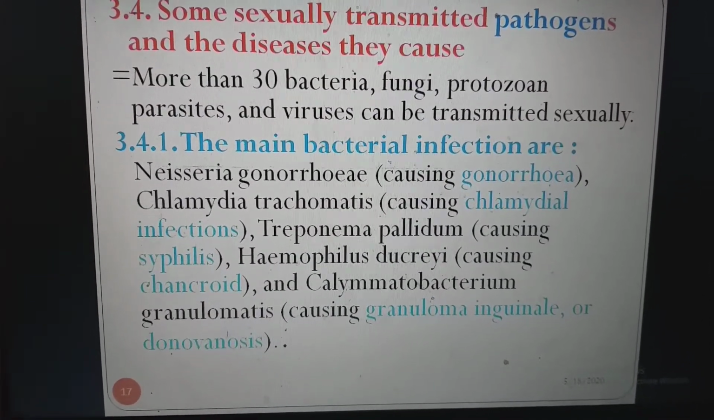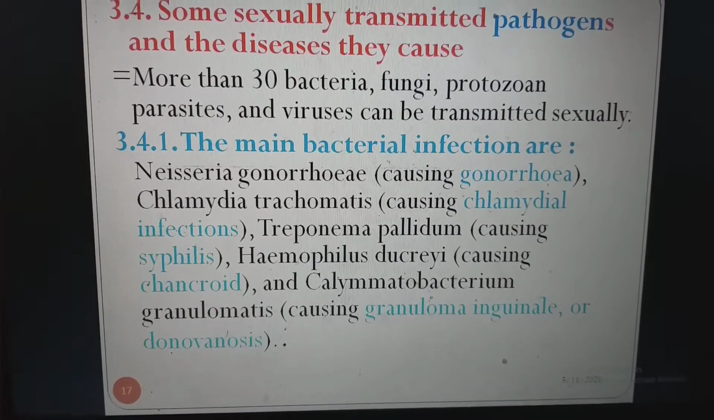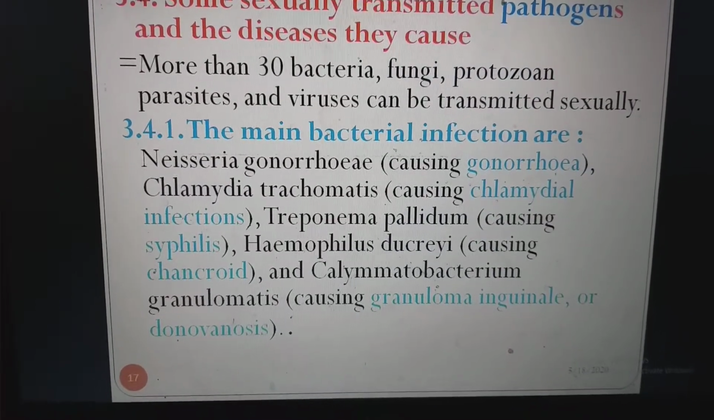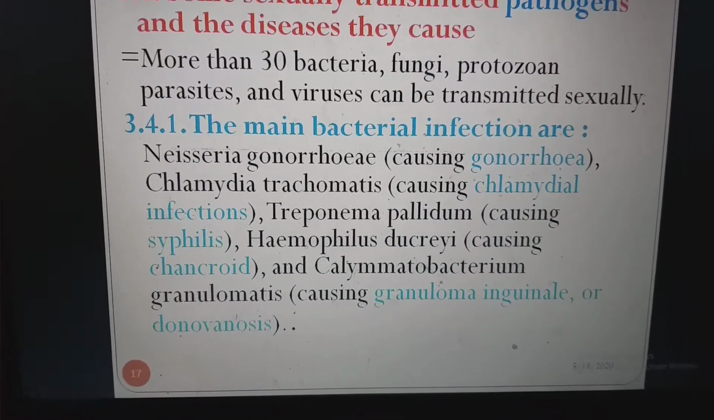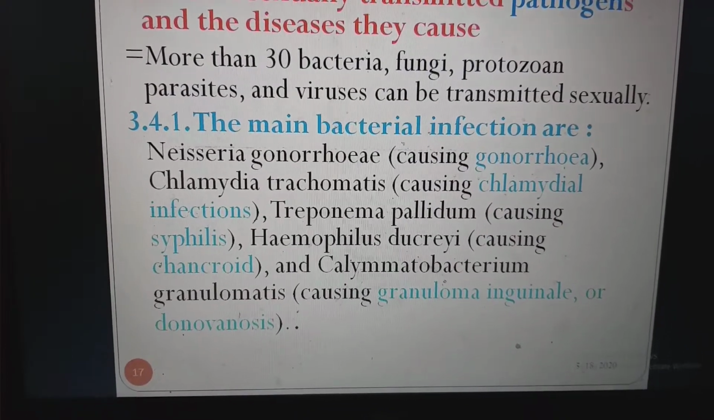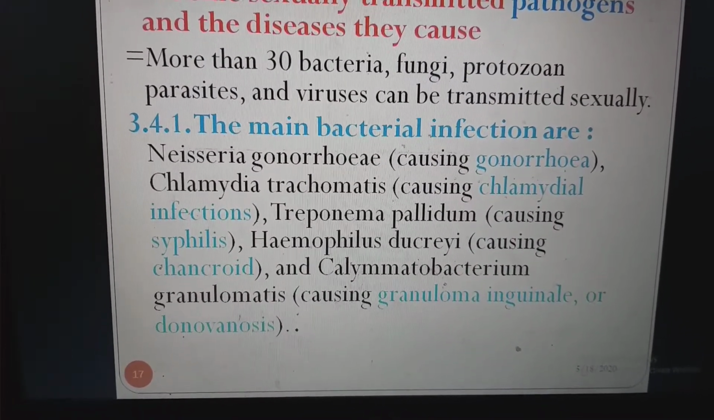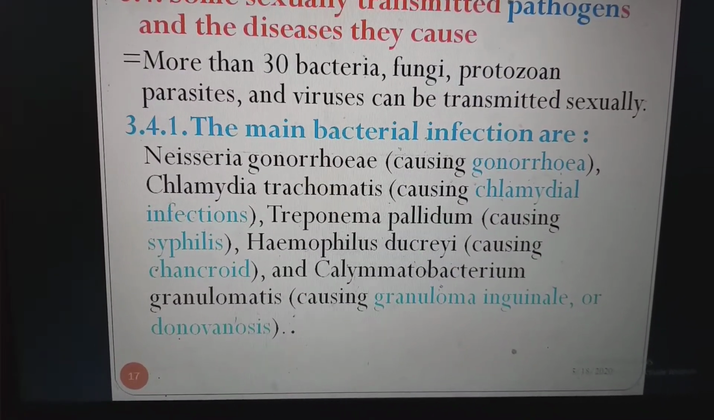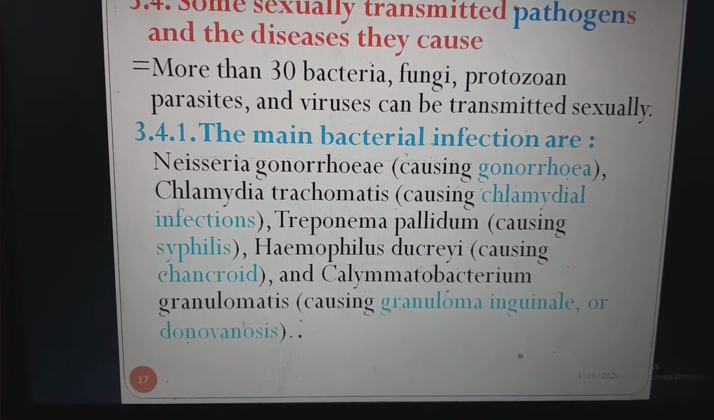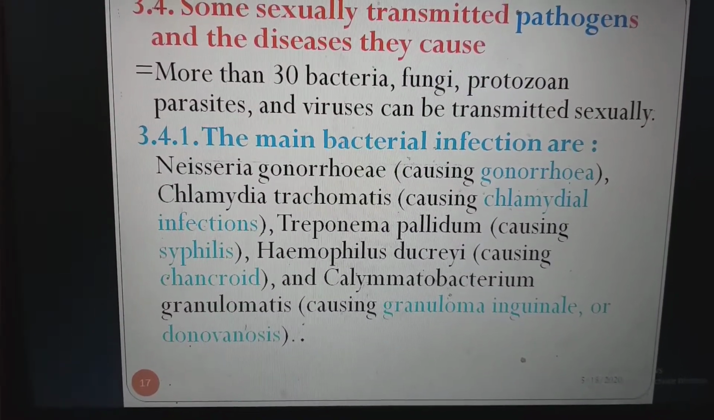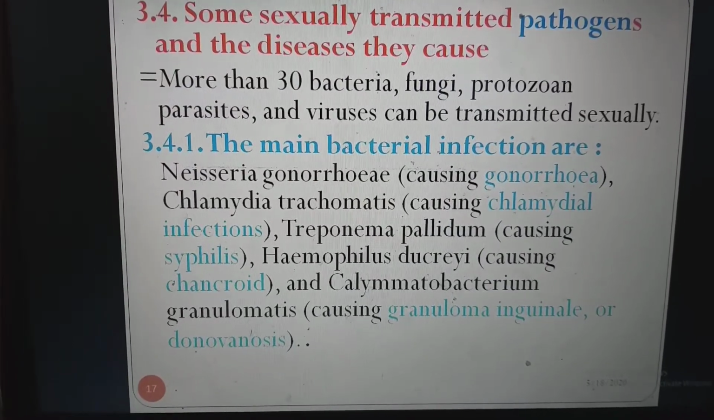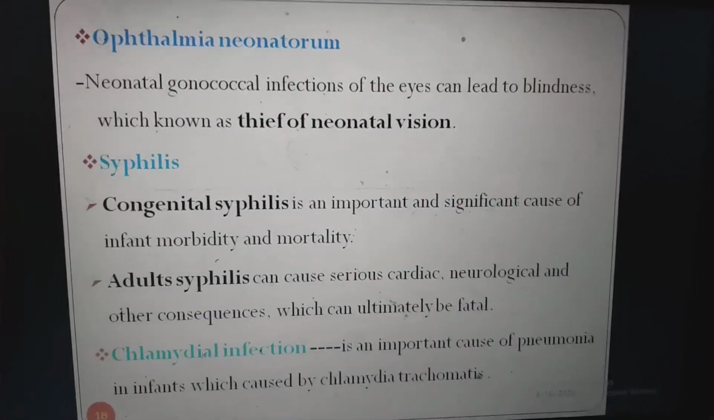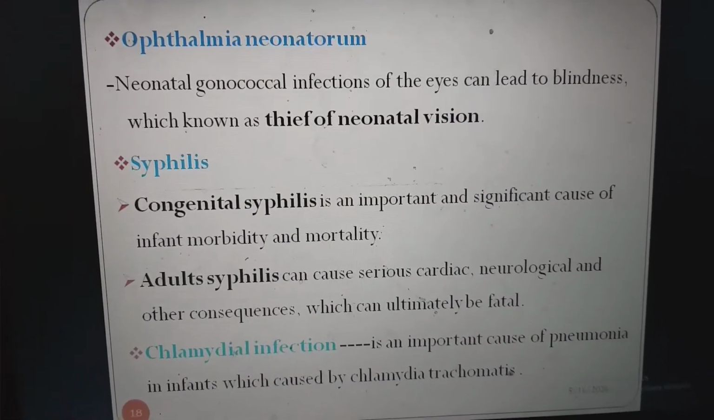More than 30 bacteria, fungi, protozoa, parasites, and viruses can be transmitted sexually. The main bacteria, let's see one by one. So the main bacterial infections are Neisseria gonorrhoeae, causing gonorrhea, Chlamydia trachomatis, causing chlamydia infection, Treponema pallidum, causing syphilis, Haemophilus ducreyi, causing chancroid, Calymatobacterium granulomatis, causing granuloma inguinale or donovanosis.